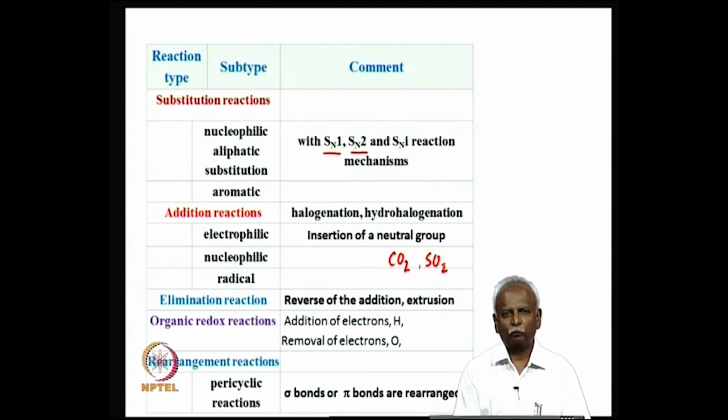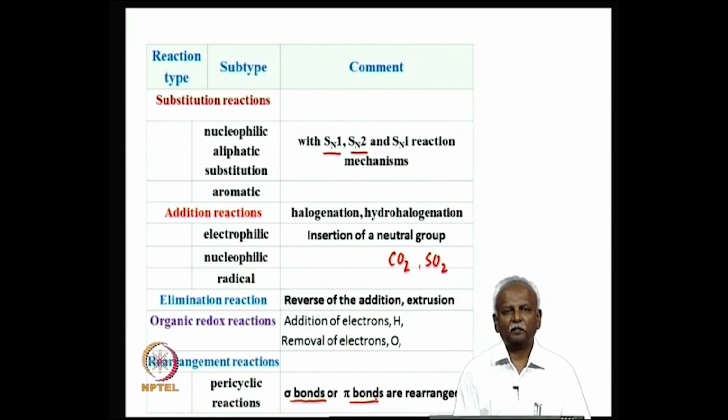So, in the final group, we have what are called the rearrangement reactions. The rearrangement reactions could either involve purely sigma bonds or purely pi bonds, or a combination of both. And many of these reactions are called pericyclic reactions. They are mostly orbital controlled, and this is the topic of the famous Woodward-Hoffmann rules, which govern these reactions.